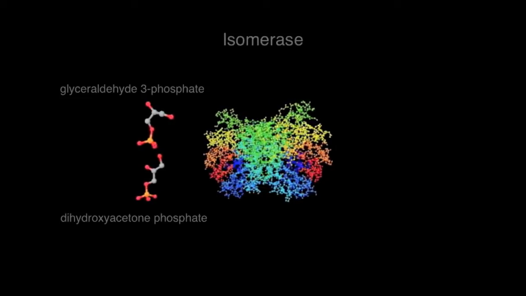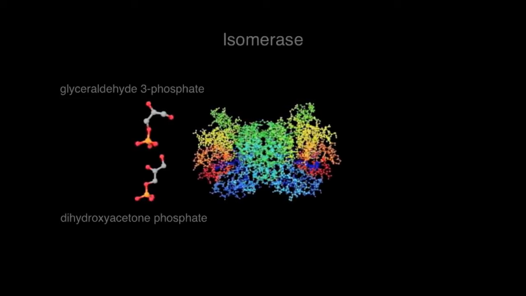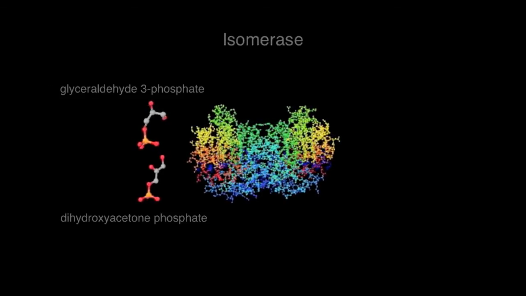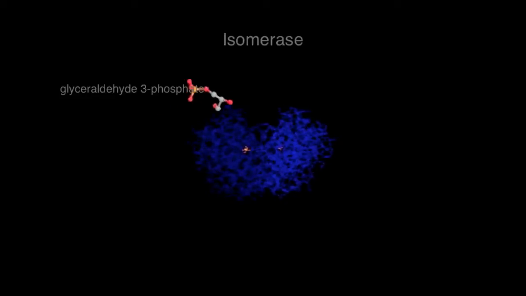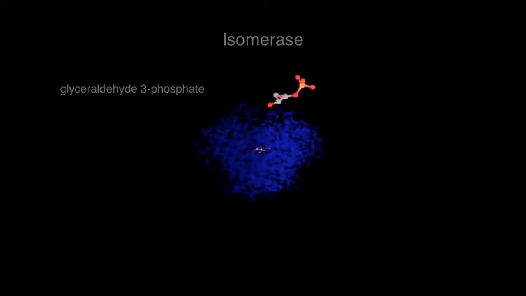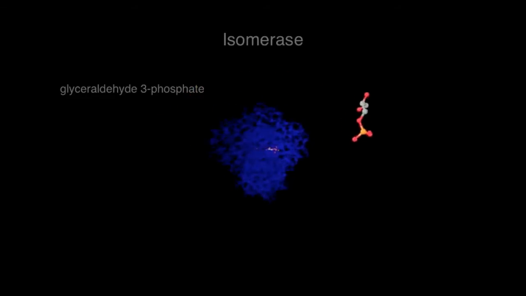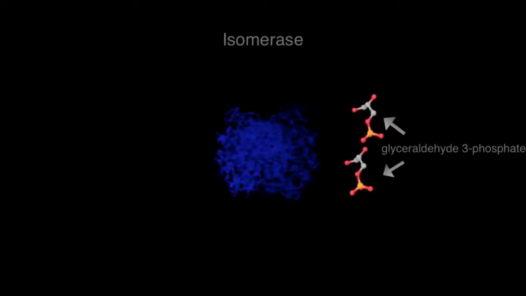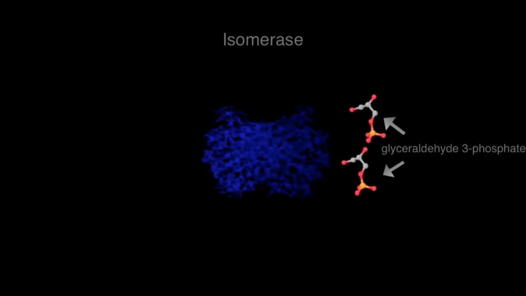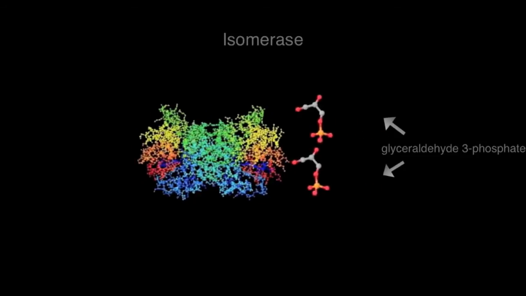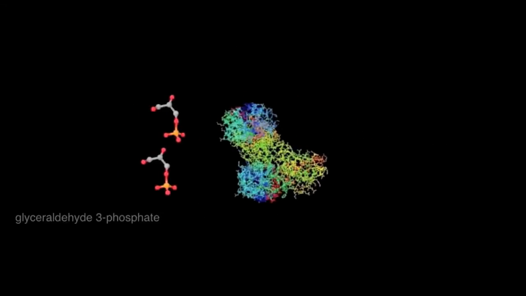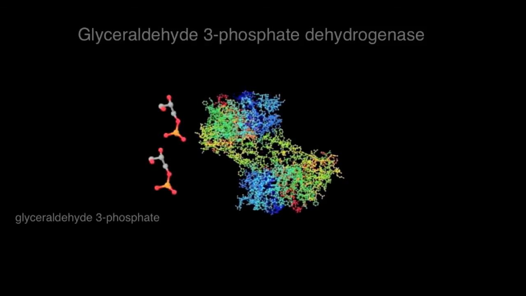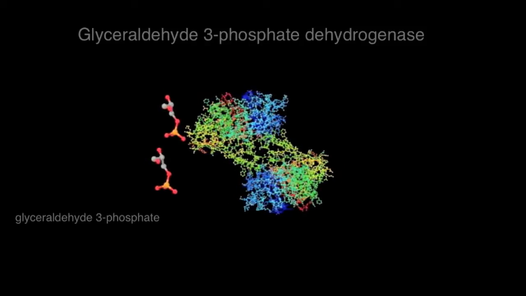And now we have an isomerase that will transform dihydroxyacetone phosphate into glyceraldehyde 3-phosphate. So the one glyceraldehyde 3-phosphate remains. The other one was isomerized to another molecule of glyceraldehyde 3-phosphate. And now each of these can enter the energy yielding steps of glycolysis.